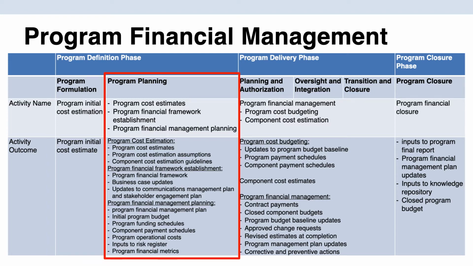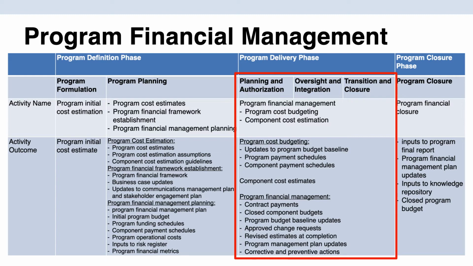During the program planning subphase, there are three activities: program cost estimation, program financial framework establishment, and program financial management planning. The program cost estimation activity will result in the program cost estimates, the assumptions that went behind those estimates, and guidelines for cost estimation for each of the program's components. Also, the program's financial framework is a high-level initial plan for coordinating the available funding, determining constraints, and determining how that funding will be allocated to various program-related activities.